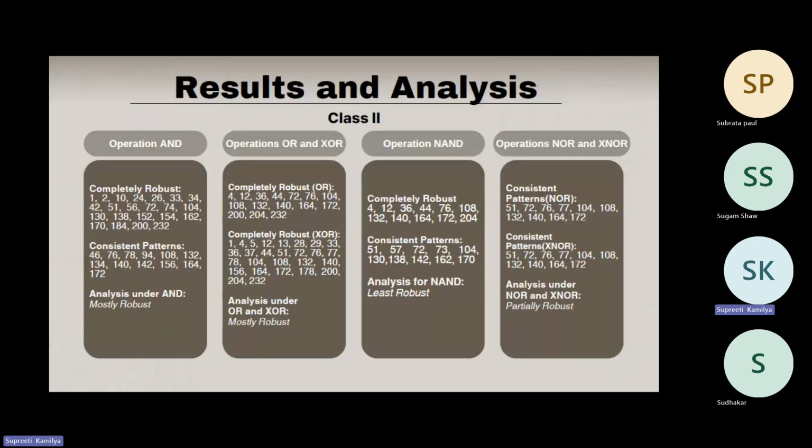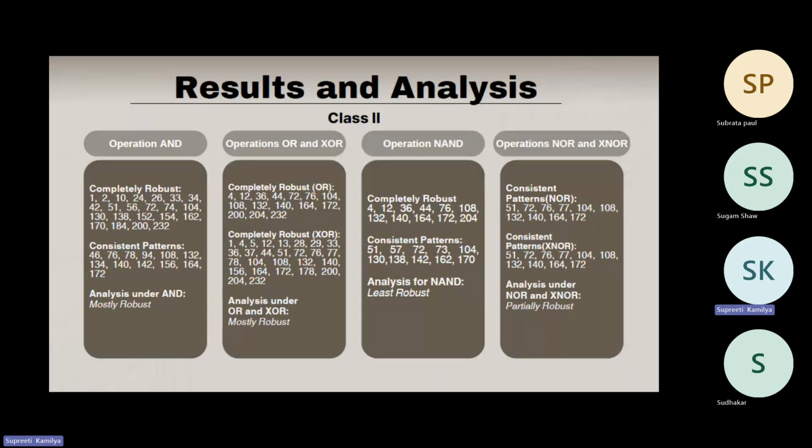The results and analysis are here for class 2. For operation AND, there is completely robust that falls under all these categories. So these rules did not have any effect upon complying to the AND operation. Consistent patterns: for all these rules there were some alterations observed under operation AND, but they formed a particular pattern and repeated that pattern over a particular period of time. The analysis under AND would be that they are mostly robust throughout the operations.